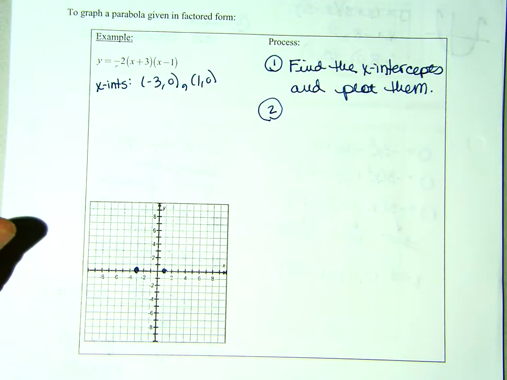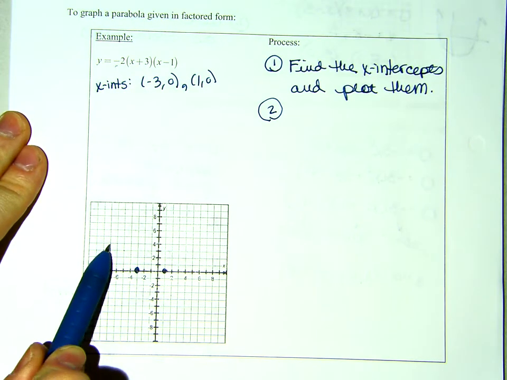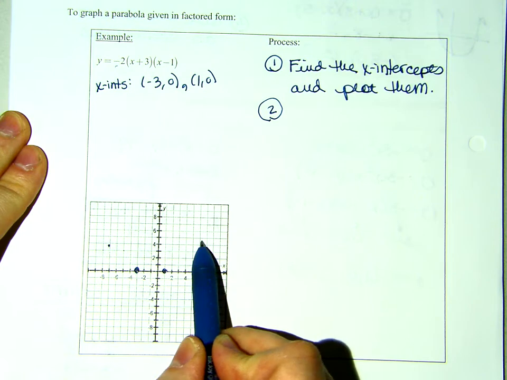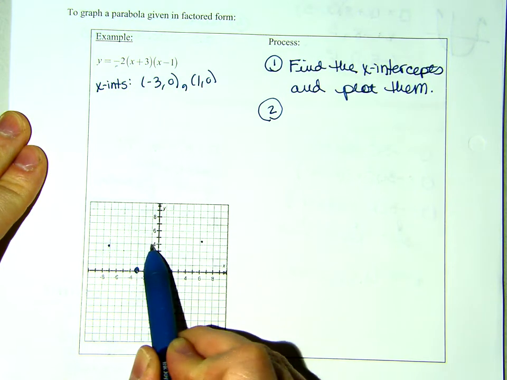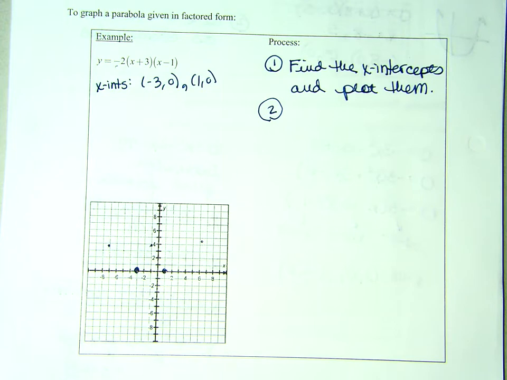I need to find the vertex. And honestly, once I have that, it's good enough. I'm just going to draw a parabola going through the x-intercepts and the vertex. So where will my vertex be? Could my vertex be over here? I'm seeing you shake your head. How about over here? How about like over here? Why did you say no to the first two, but maybe to that one?